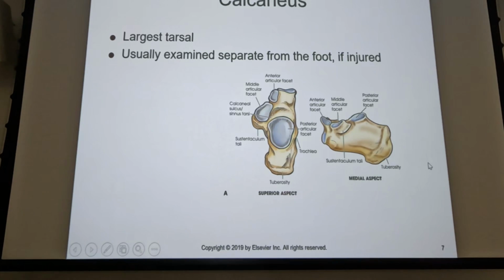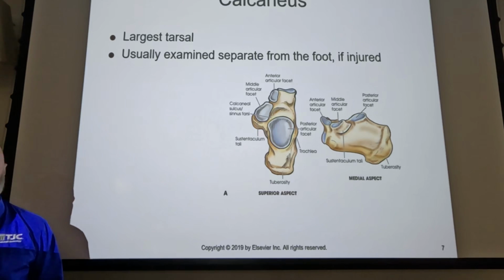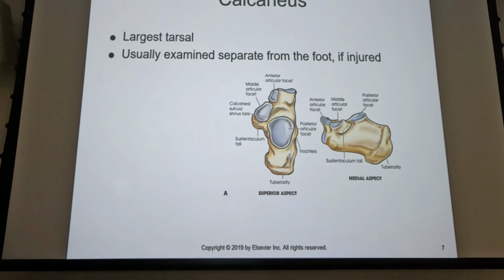So the calcaneus looks like that. In my experience, I don't know statistically, but this is the most commonly fractured of the tarsal bones. Somebody falls from a ladder or from a height and lands on their feet, they'll break their calcaneus. In a lot of cases it's going to be a comminuted fracture, and they may have to go in and plate and screw it.